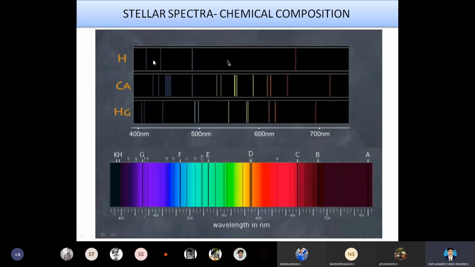For hydrogen, the pattern is completely different. For calcium, the pattern is completely different, and for mercury the pattern is completely different. They will never correlate with each other. That's why we call these fingerprint patterns: the fingerprint pattern for hydrogen, for calcium, and for mercury.